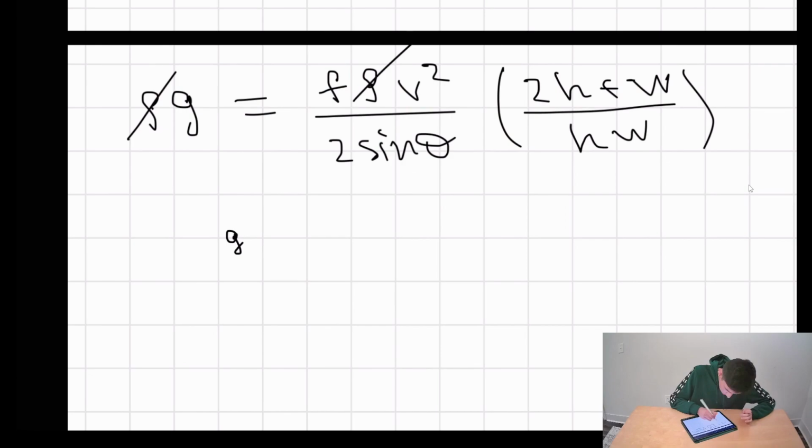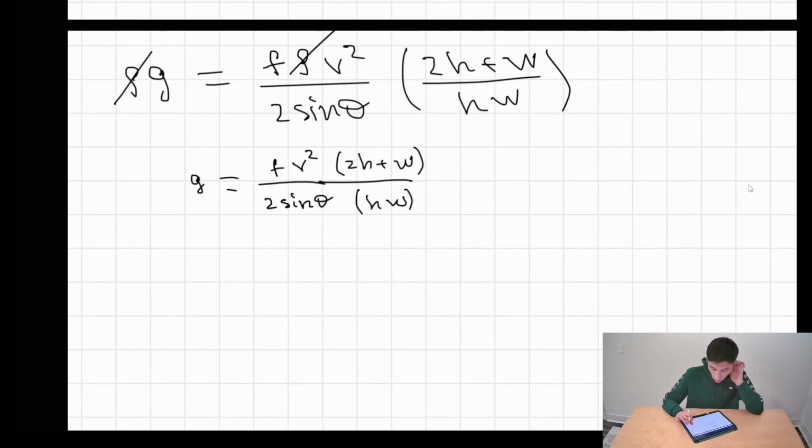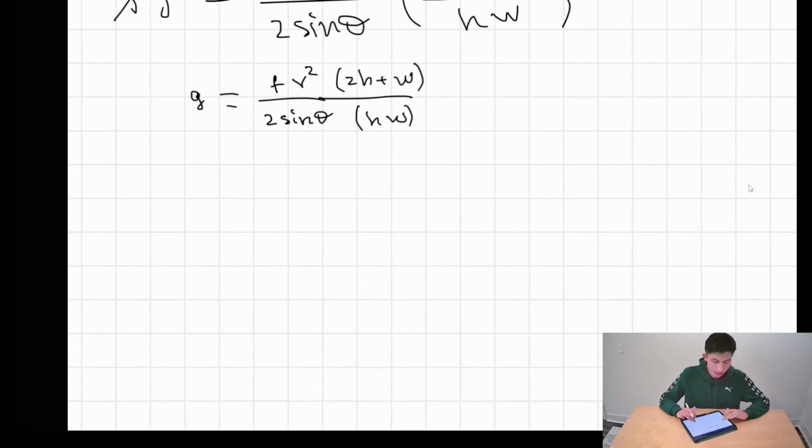And so our g is equal to the Fanning friction factor times the velocity squared over 2 sine theta, multiplied by (2h plus w) over hw, right? So that is the equation we can use in our root solver, so that we can solve for a particular value of h which will make this equation equal to g, which is 9.81. But we have problems with our Fanning friction factor and the velocity.